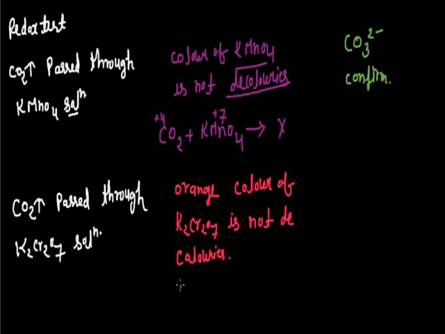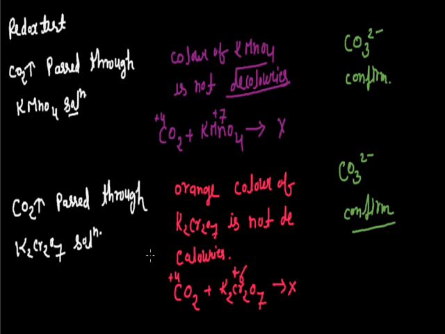Since in that case, the CO2, with carbon in the +4 OS, does not react with potassium dichromate, K2Cr2O7, since in it chromium is in the +6 OS, which is the highest OS of chromium, and the carbon is +4, which is also the highest OS of carbon. So CO2 does not react with potassium dichromate, hence the color is not decolorized. So we can say that carbonate is confirmed.